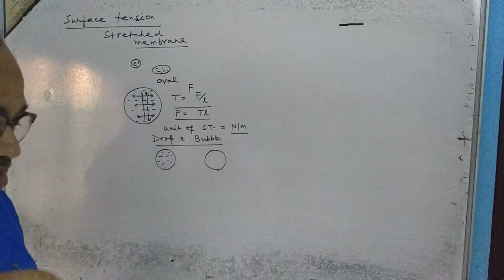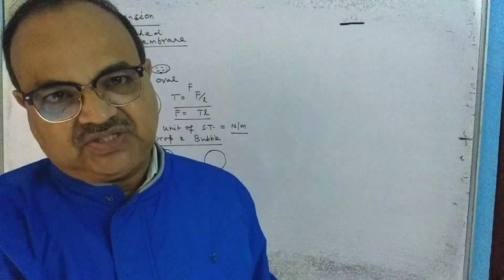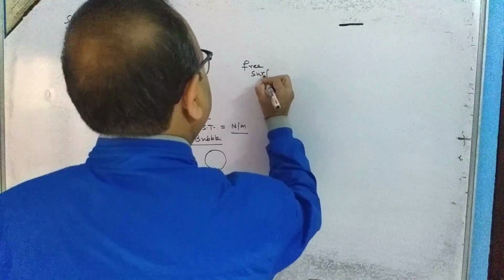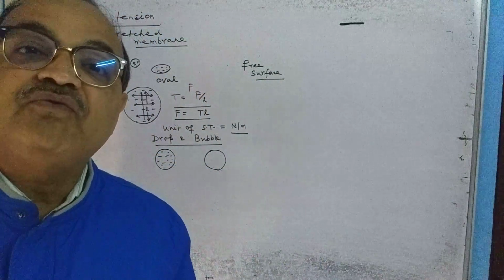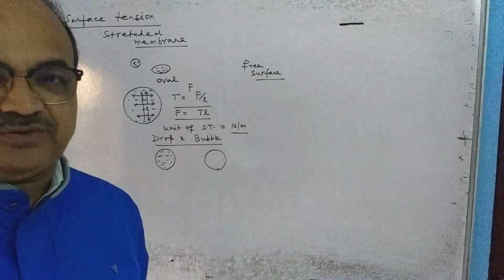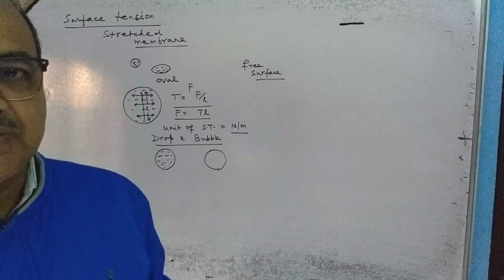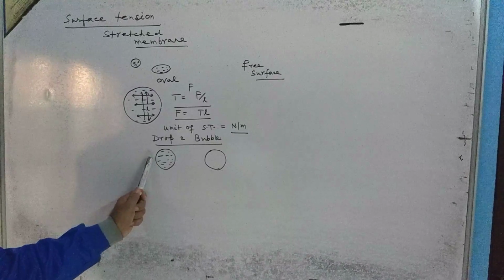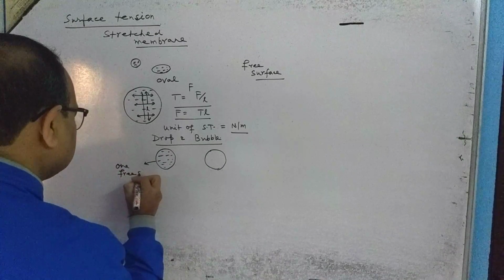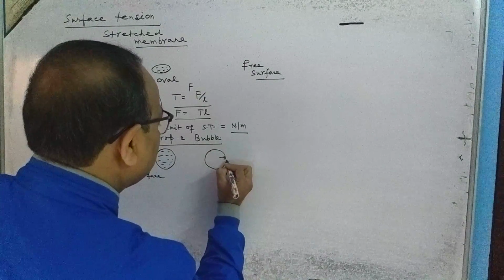So surface tension is a surface property. It will always be acting along the free surface. I'm talking about the free surface. Now you will ask me, what is the meaning of free surface? Free surface means the surface which is in contact with the air. The surface which is in contact with the air is called the free surface. So, in case of the drop, one free surface. In case of the bubble, there are two free surfaces.